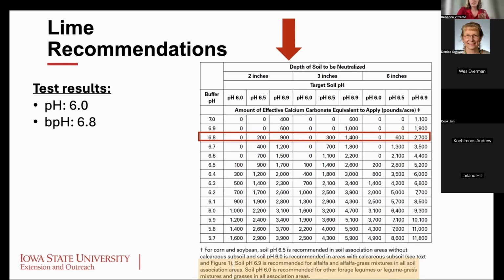With this pasture, it was a tall, cool season grass pasture, so our target pH is 6. I look, my buffer pH is 6.8, and it tells me I'm good. I don't need to add any lime. Now, if I wanted to incorporate some alfalfa into this pasture and wanted a pH of 6.9, then I would see that I need to add between 900 and 1,400 pounds of effective calcium carbonate equivalent per acre to raise the pH to the target of 6.9.